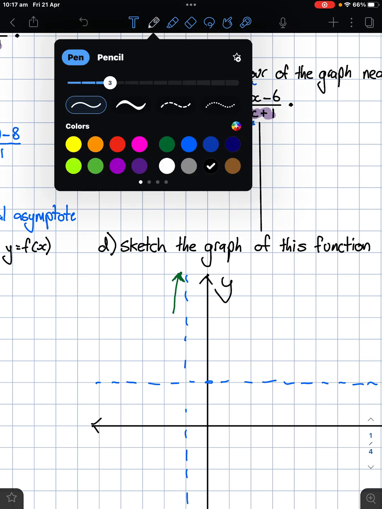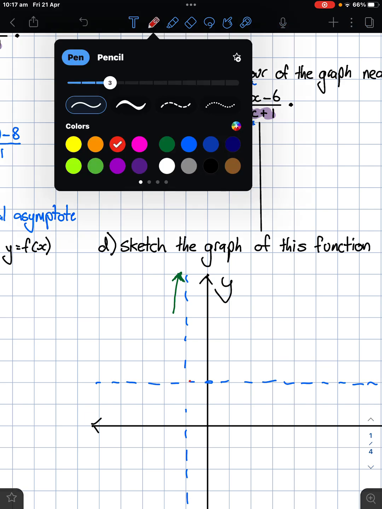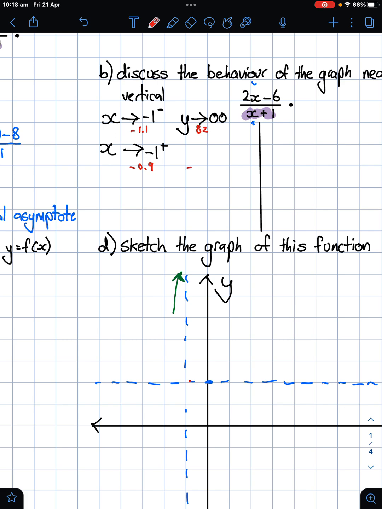And so same deal as before, but this time I'm going to put in negative 0.9 because that's just over here on the positive side. And so I put that in my calculator instead. So type that in. I'm in the run matrix mode. And I get negative 78. So this becomes negative 78.